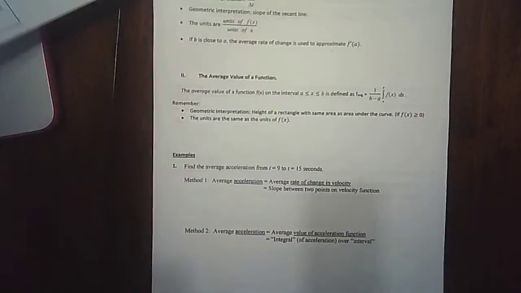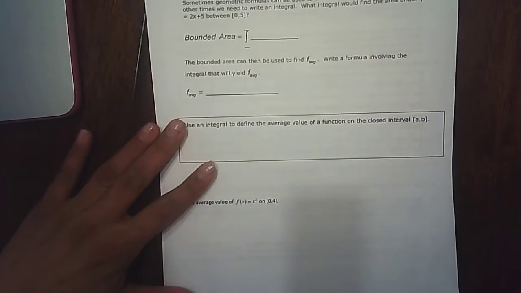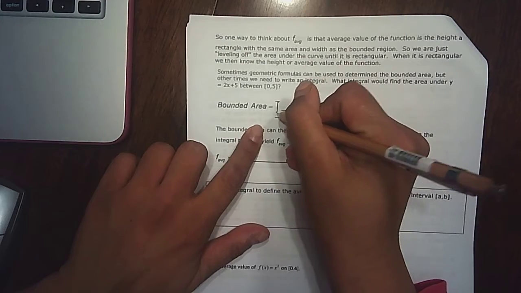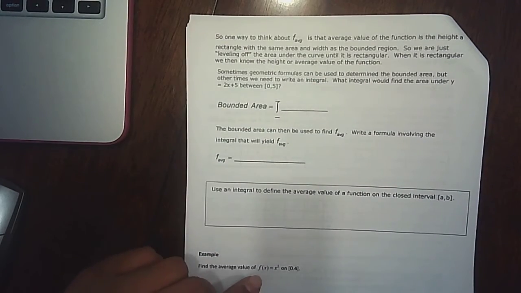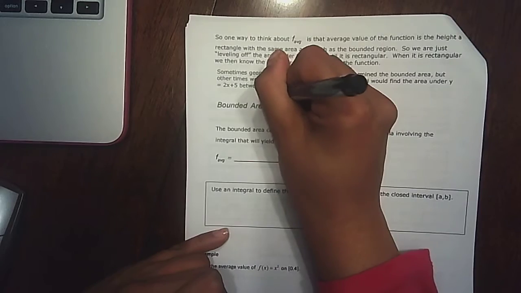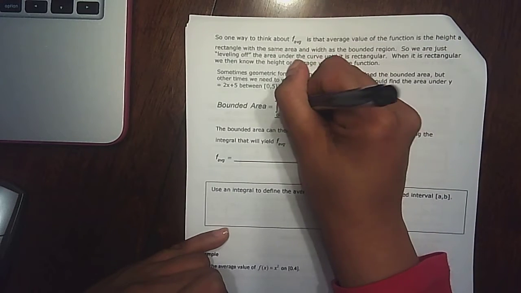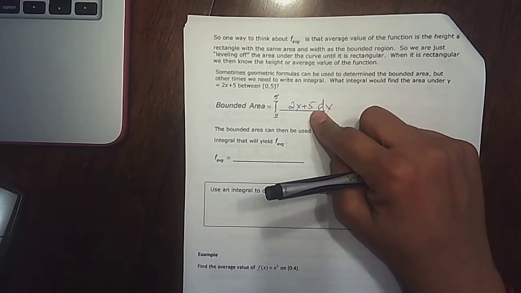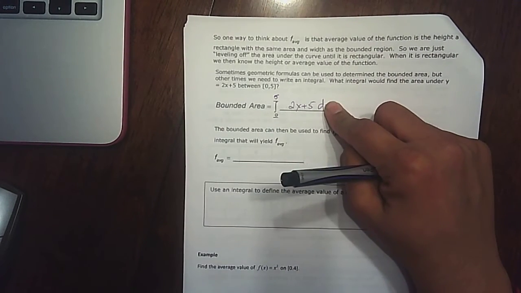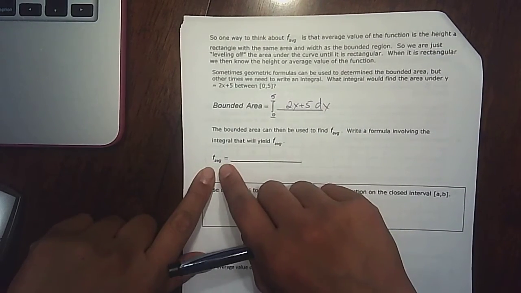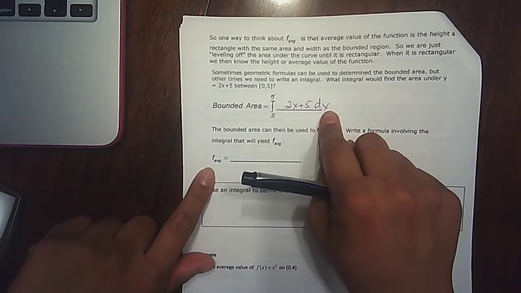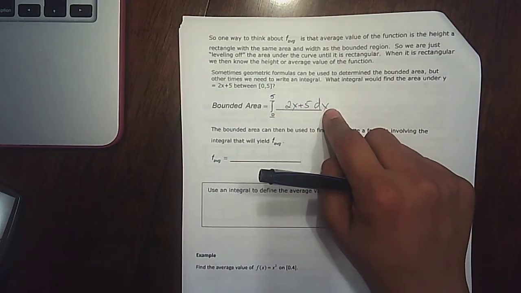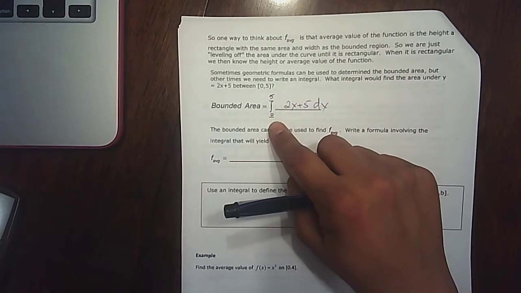All right, so let's write this down. I'm hoping you did as well. In that specific example, the bounded area is the integral from 0 to 5, and my integrand is 2x plus 5 dx. This represents the area of the trapezoid, which is also the area of the rectangle. How do you find the average value of the function? You take the area of the trapezoid, which is also the area of the rectangle, and you divide by the width, and the width is 5 minus 0.